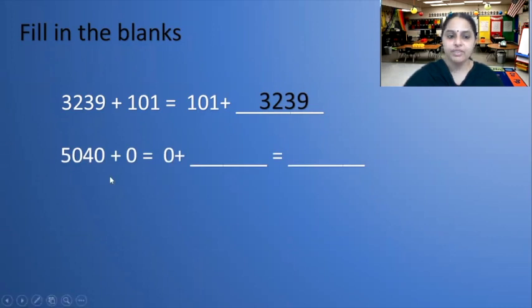What can you see here? 5040 plus 0. Anything added to 0, what will be the answer? The same number. But here see, the order has been changed. So 0 plus what number will come? 5040. But then what will be the answer? If 0 is added to any number, the answer will be the same number.